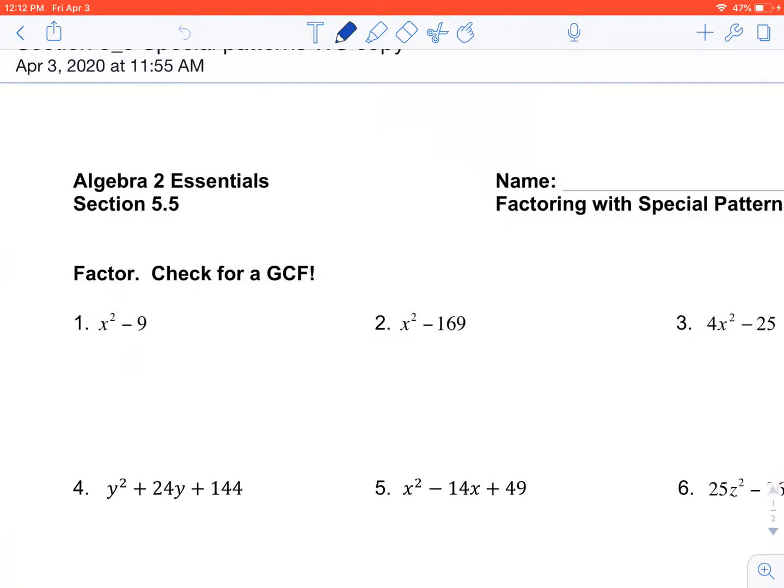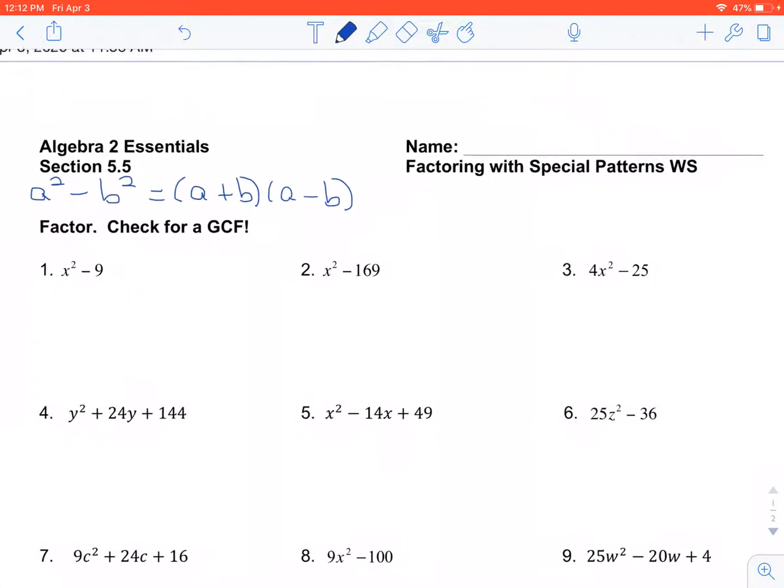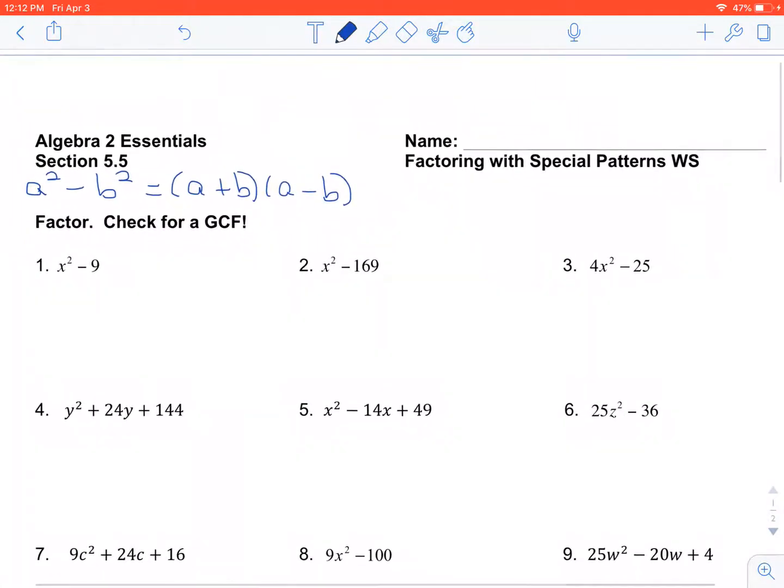So before we do any of them, I wanted to just remind us of those two patterns at the top. The first pattern is when there are two terms. And when there are two terms, it's called a difference of perfect squares, or a difference of two squares. That pattern is A plus B, A minus B. So two terms is a binomial called a difference of two squares. It has its own pattern.